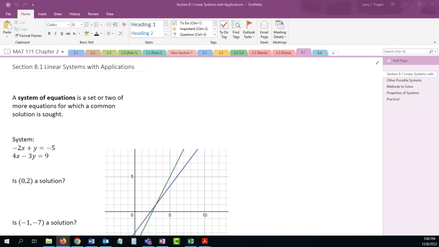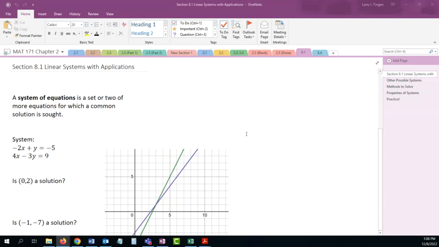All right, so chapter 8 is going to be dealing with systems of equations. 8.1 is going to be dealing with linear systems. 8.4 is going to be dealing with nonlinear systems. What is a system of equations? It's just two or more equations for which a common solution is sought.